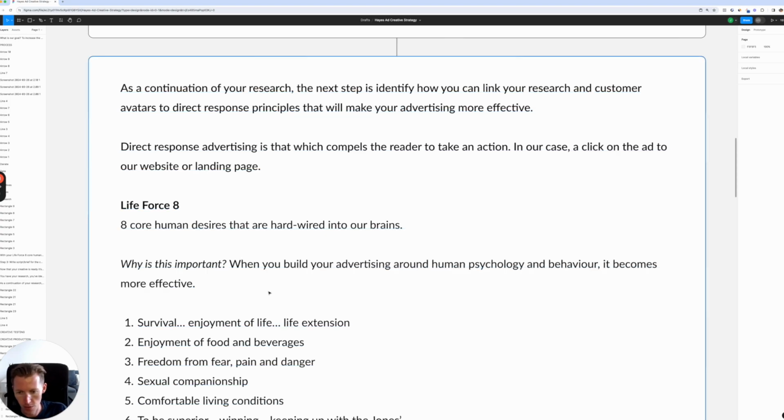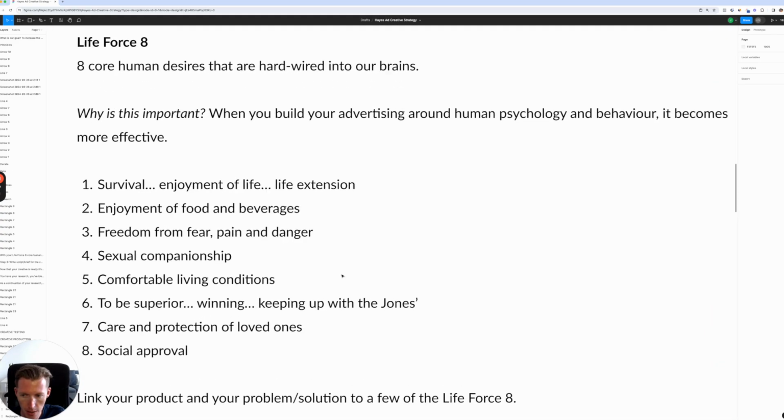Why is this important? Because when you build your advertising around human psychology and human behavior, it becomes much, much more effective, okay? So you're not just making stuff up, building random ads. You're actually building it off the basis of human psychology, right? Why people do things, all of the basis of why people do things, and why they take certain actions is what you're building your advertising on, all right? So let's just go through the Life Force 8.